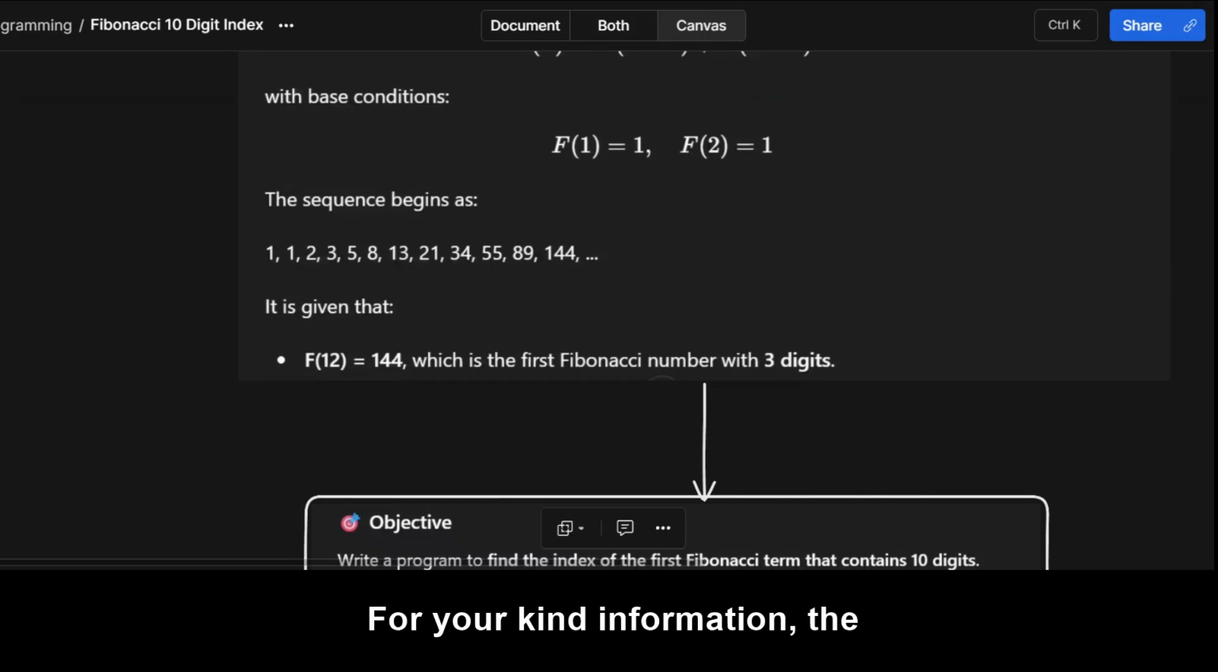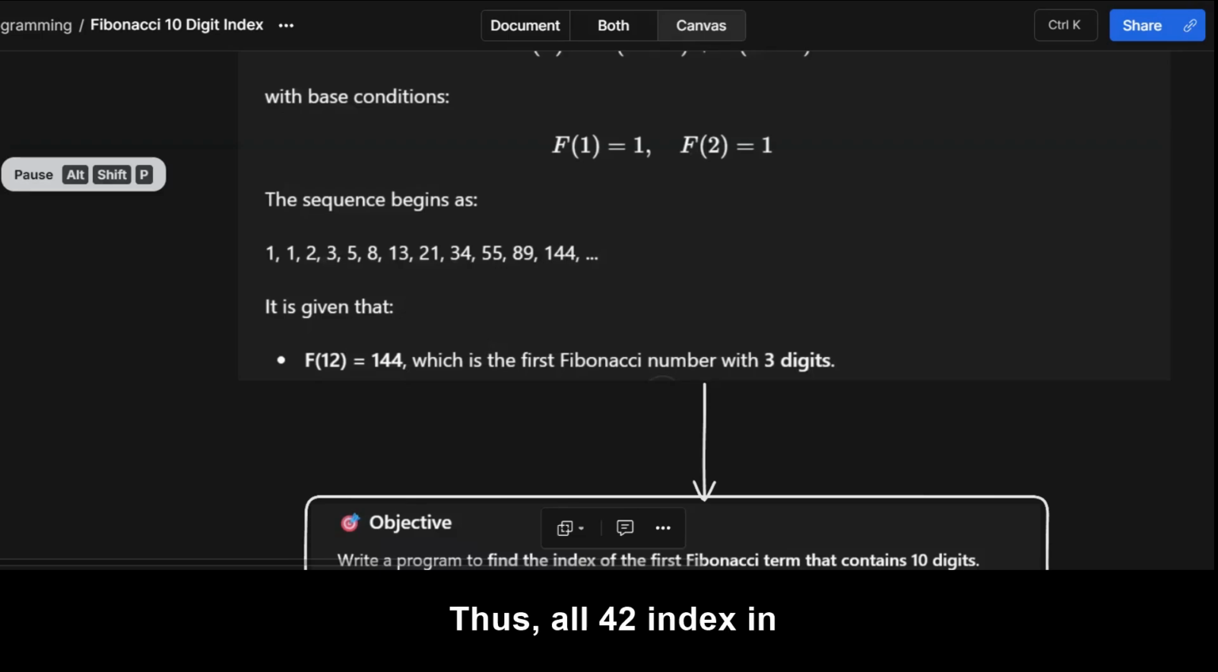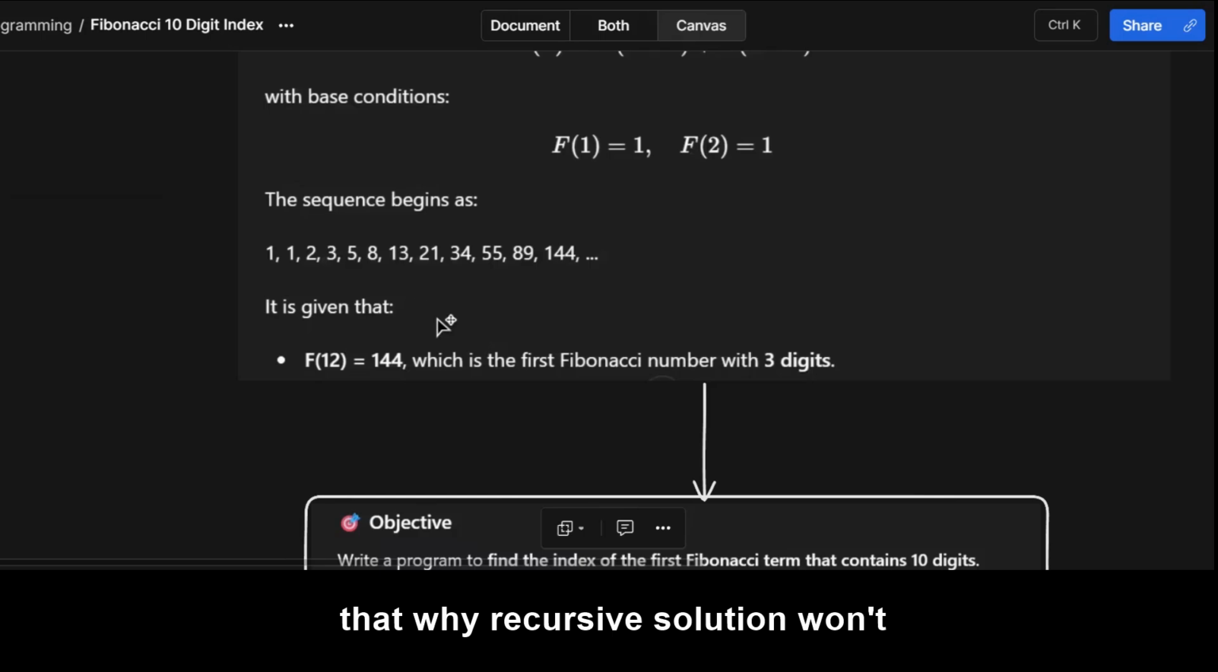For your information, the 10-digit number will occur at around the 42nd index. So 42 recursive calls will be there, and backtracking them to the zeroth index, all 42 indices in memory or in a stack will definitely use a lot of space. So please do not opt for the recursive solution, and explain to the recruiter this way why a recursive solution won't work here.